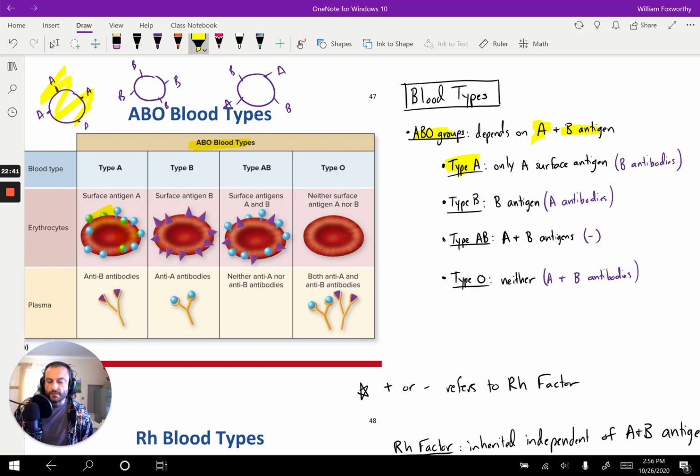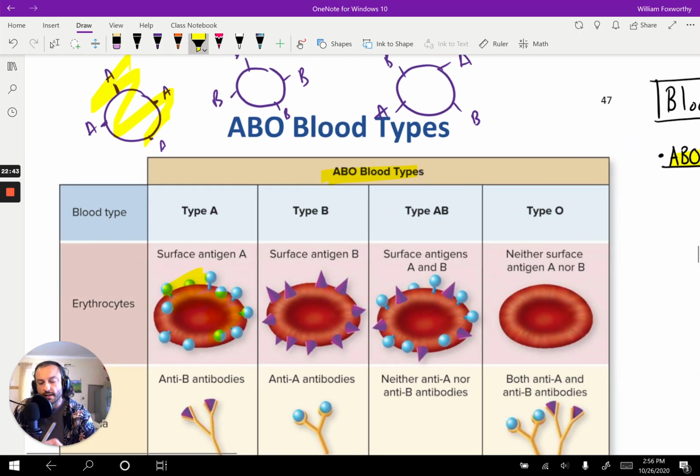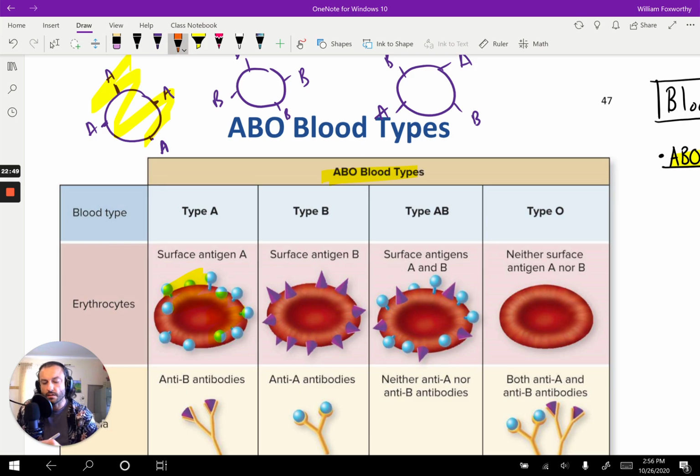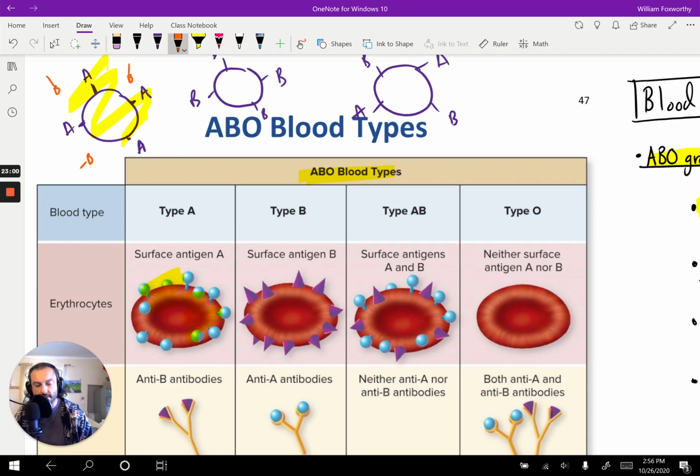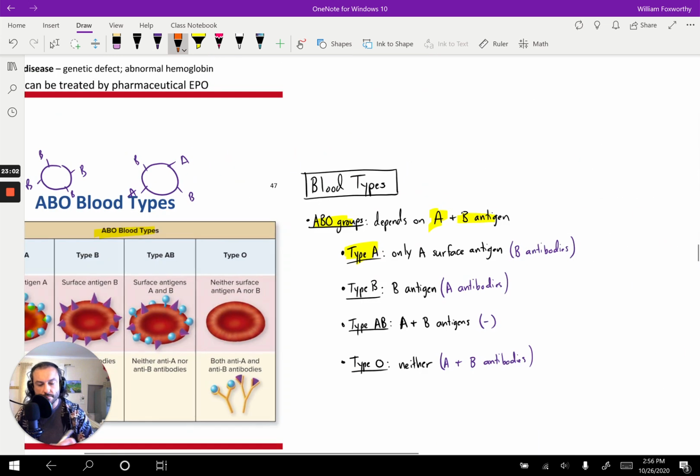You don't produce antibodies to your own antigens, or they would attack your own cells. So a person with type A blood has type B antibodies. And so those antibodies will not attack their own blood. So type A has A antigens and B antibodies.